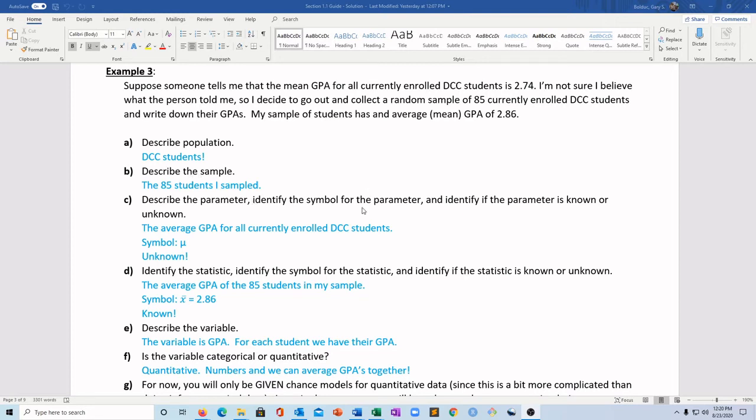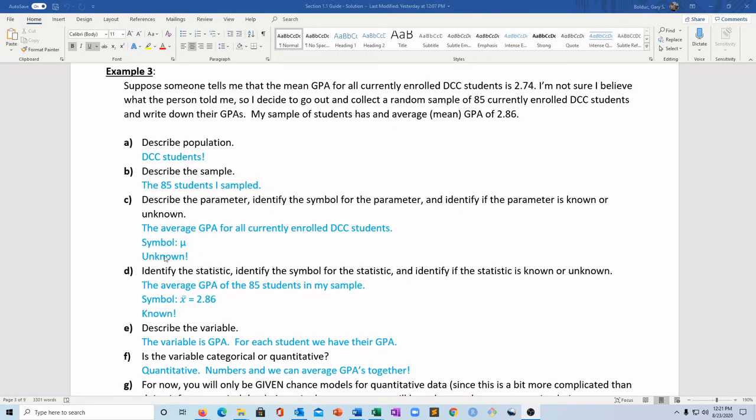Describe the parameter. So the parameter, again, is what do I measure about the population? Remember, P and P. What do I measure about the population, DCC students, to answer my question? Well, I measure their average GPA. That would just directly answer my question. It's not always that obvious, but a lot of the times it's exactly that. So if I get the average GPA for the whole group of students, I know my answer.